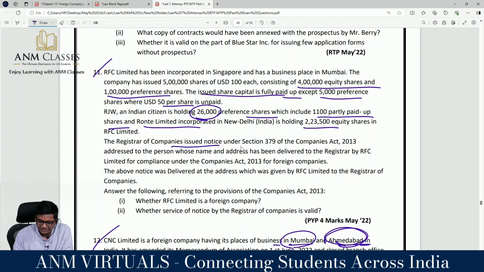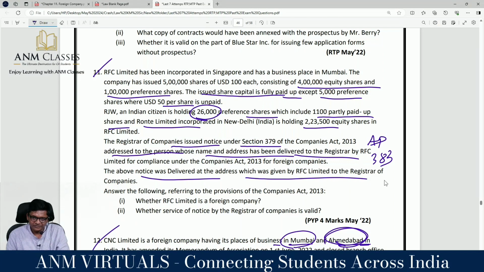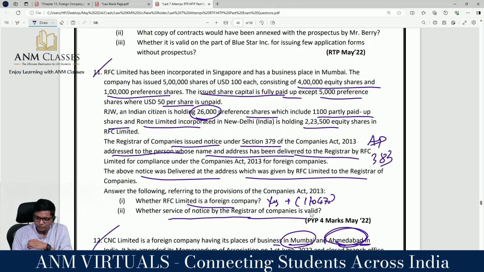The ROC issued notice under section 383 of the Companies Act addressed to the person whose name has been delivered to the authorized person. They have sent notice under section 383 to the authorized person for complaints. The above notice was delivered at the address which was given by RFC. Whether RFC is a foreign company? Yes, but they also have to follow all sections from 1 to 470 as if it's an Indian company. Whether service of notice by Registrar of Companies is valid? Yes, as per section 383, serving notice to the authorized person is equal to serving notice to the foreign company.